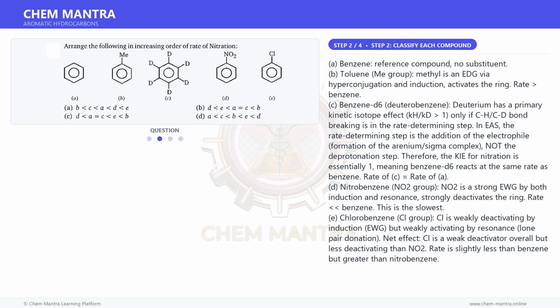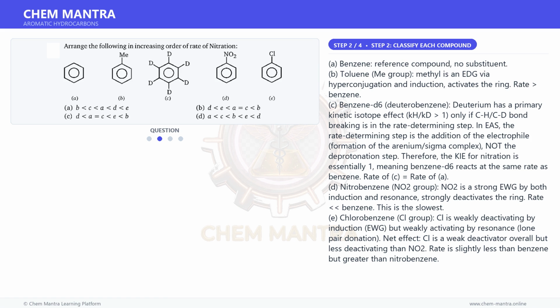Rate greater than benzene. C. Benzene-D6, deuterobenzene. Deuterium has a primary kinetic isotope effect, kH/kD greater than 1, only if C-H or C-D bond breaking is in the rate determining step. In EAS, the rate determining step is the addition of the electrophile, formation of the arenium sigma complex, not the deprotonation step. Therefore, the KIE for nitration is essentially 1, meaning benzene-D6 reacts at the same rate as benzene. Rate of C is equal to rate of A.